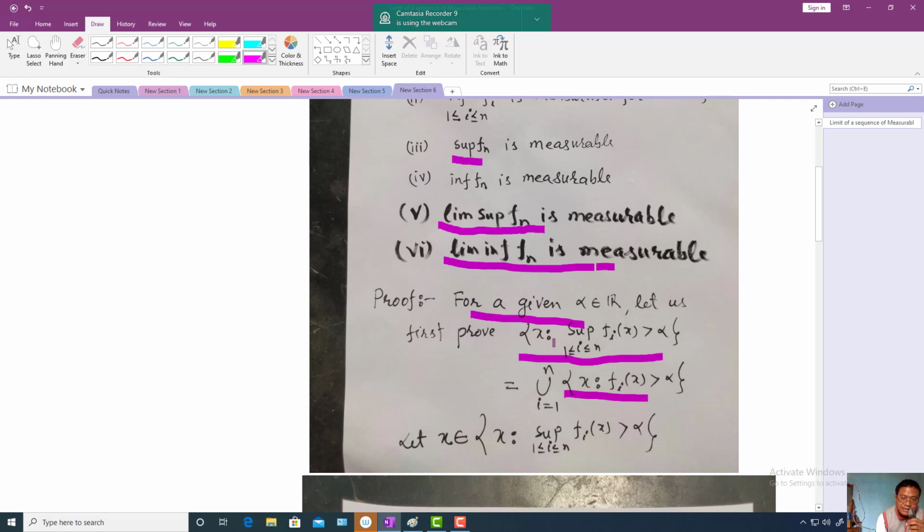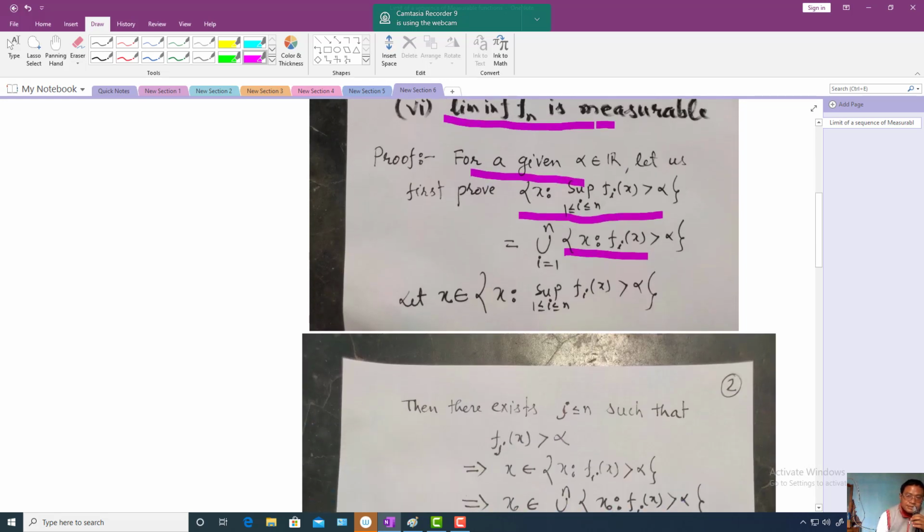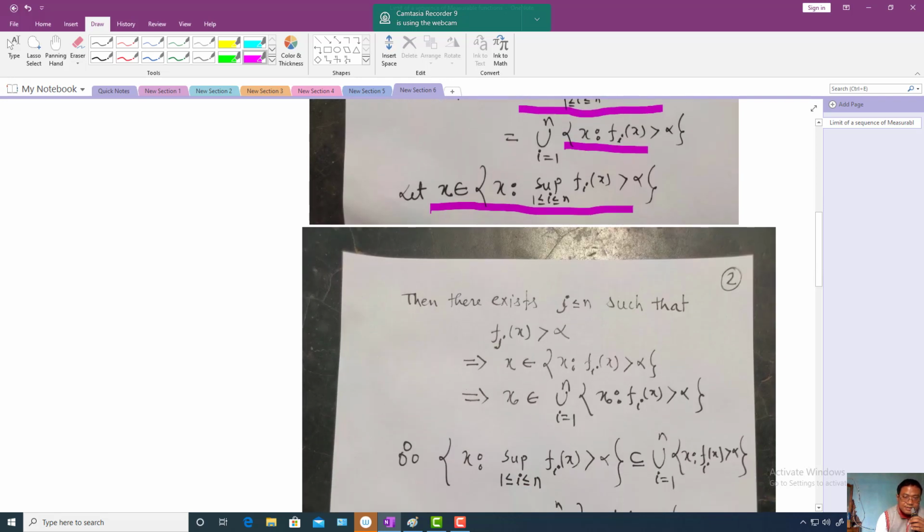So what is the normal method? You take one point from here and prove that it is a member of this one, and conversely you take one point from here and that point is also a member here, then equality is established. That is the method. So first let us take one arbitrary point from the first set. Let x be an arbitrary point, so don't get confused between this x and this x. If the element x is a member of this set, then the supremum of fi(x), i running from 1 to n, should be strictly greater than alpha. That is from the definition of the set.